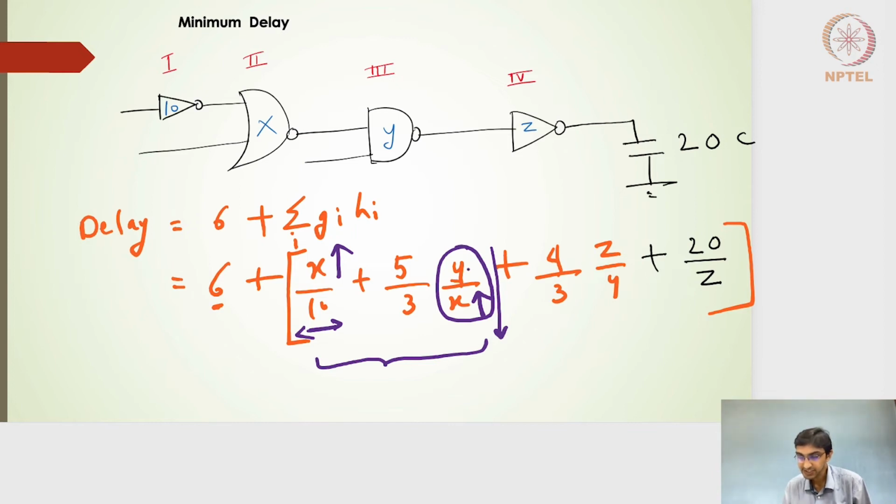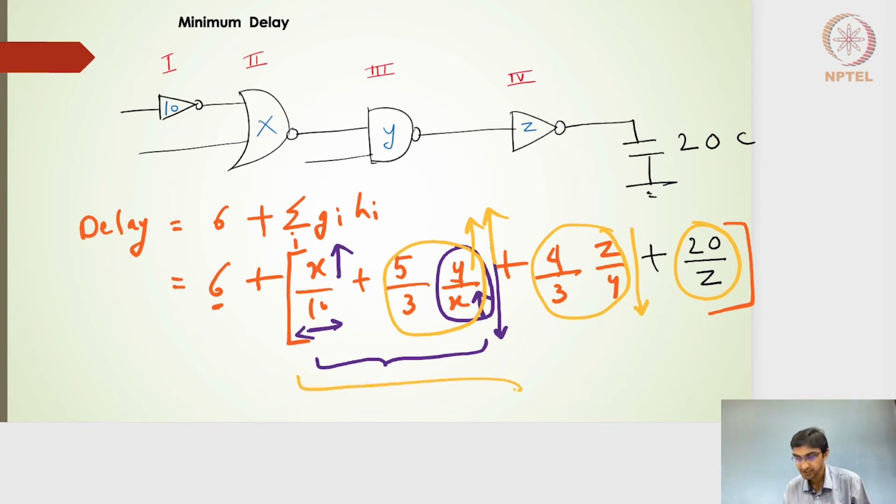And similarly, if I increase the Y here, right, let me use a different color. If I increase the Y here, this particular component will decrease. However, this particular 5 by 3 Y by X is going to increase. Right? And similarly, if I decrease or increase the Z value, this particular component will also be changing. Right? So there lies an optimum value of X, Y, and Z such that we should be able to get a minimum value of this particular summation. All right. So that's what we need to find out.